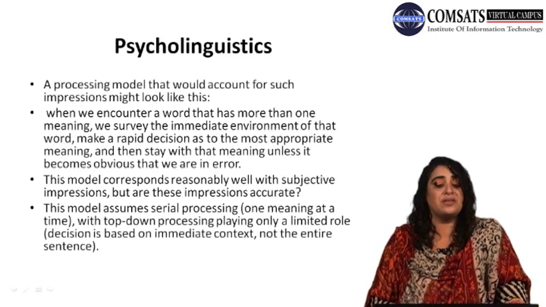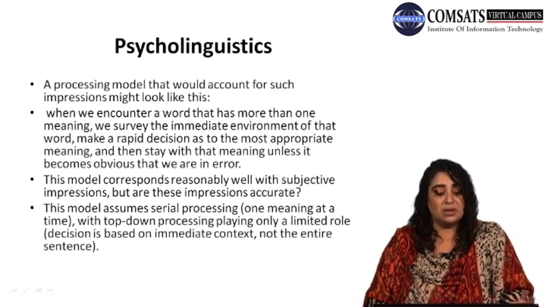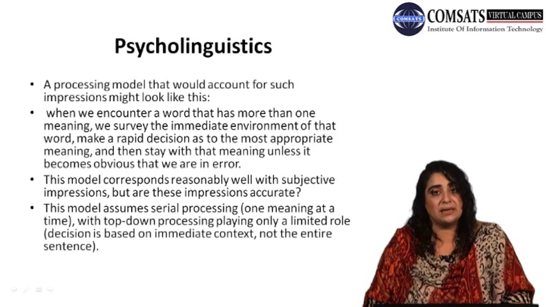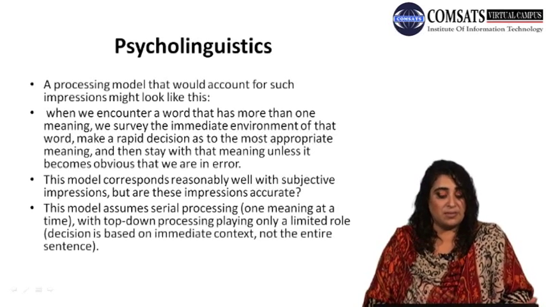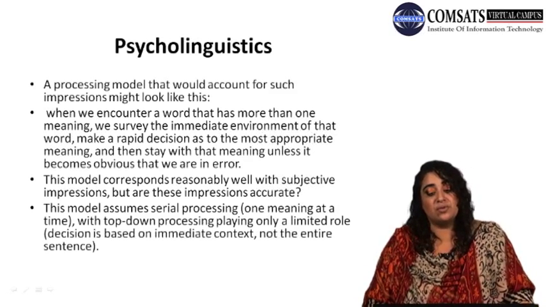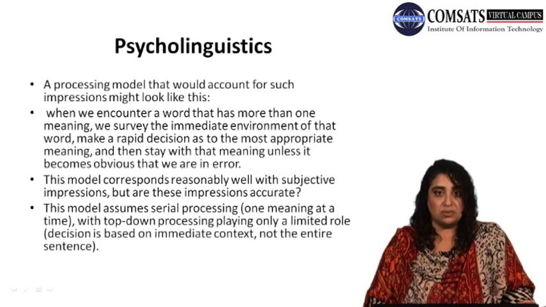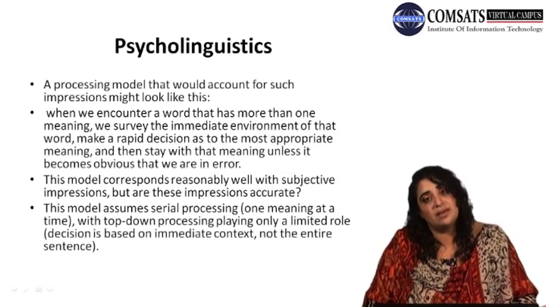So a processing model that would account for such impressions might look like this. So processing model jo is account ko impressions ke liye, it might look like this, that when we encounter a word that has more than one meaning, jab bhi hum koi aisa word dhoondte hain jiska ek se zyada meaning hota hai, theek hai, we survey the immediate environment of that word. So hum immediate survey karte hain uska, make a rapid decision as to the most appropriate meaning. Sabse zyada jo hume closest meaning samajh aati hai, hum usko survey karke usko choose karte hain, and then stay with that meaning unless it becomes obvious that we are in error.